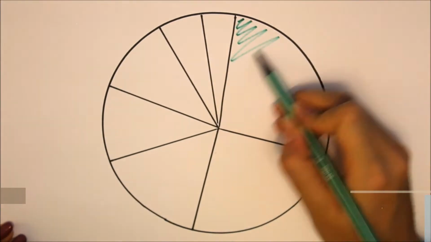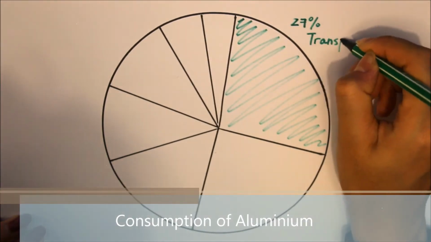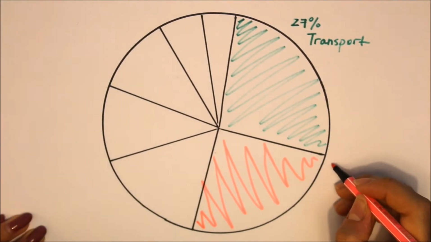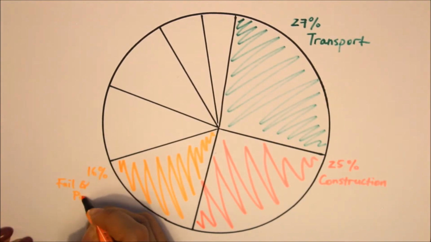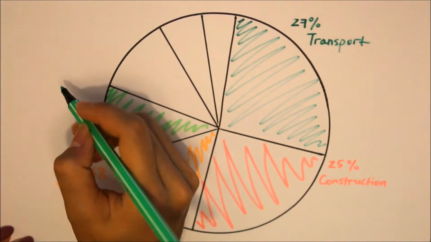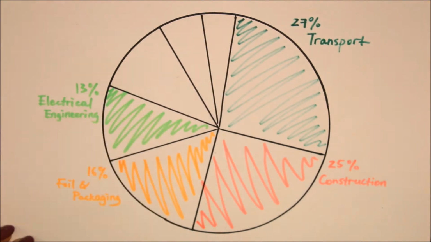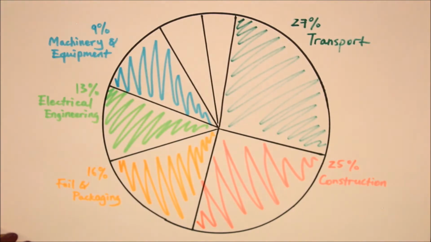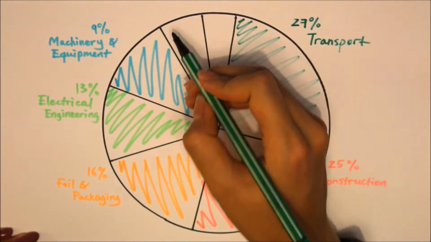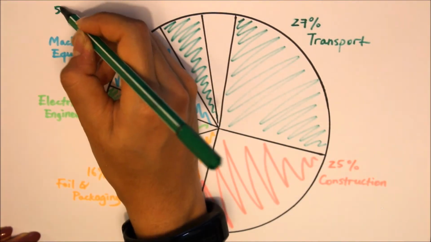Aluminum is mostly used for transportation, for example planes, vehicles and trains. It is also used for construction, also foil, and food or medicine packaging. 13% is used for electrical engineering, 9% for machinery and equipment, and a little amount of aluminum is used for household objects and other consumer goods.